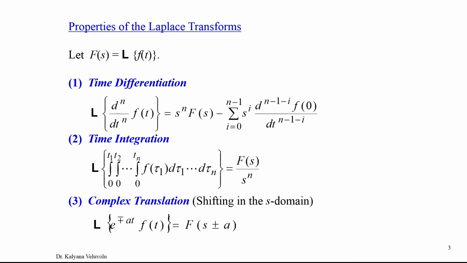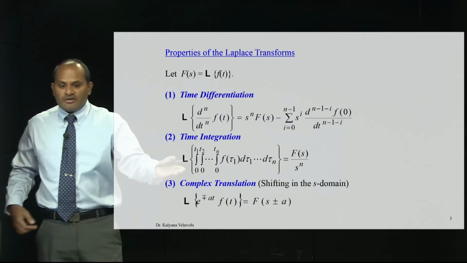The third one is complex translation. This property we have already gone through in the last lecture. If you have e power minus a t, or plus a t, times f of t, we see that this causes a shift in the s domain. You have e power minus a t into f of t, and that becomes F of s plus a. So, the Laplace transform of an exponential multiplied with a function will lead to a shift in the s domain. This is also a very important property, because it helps us apply the Laplace transform to a wide variety of problems.